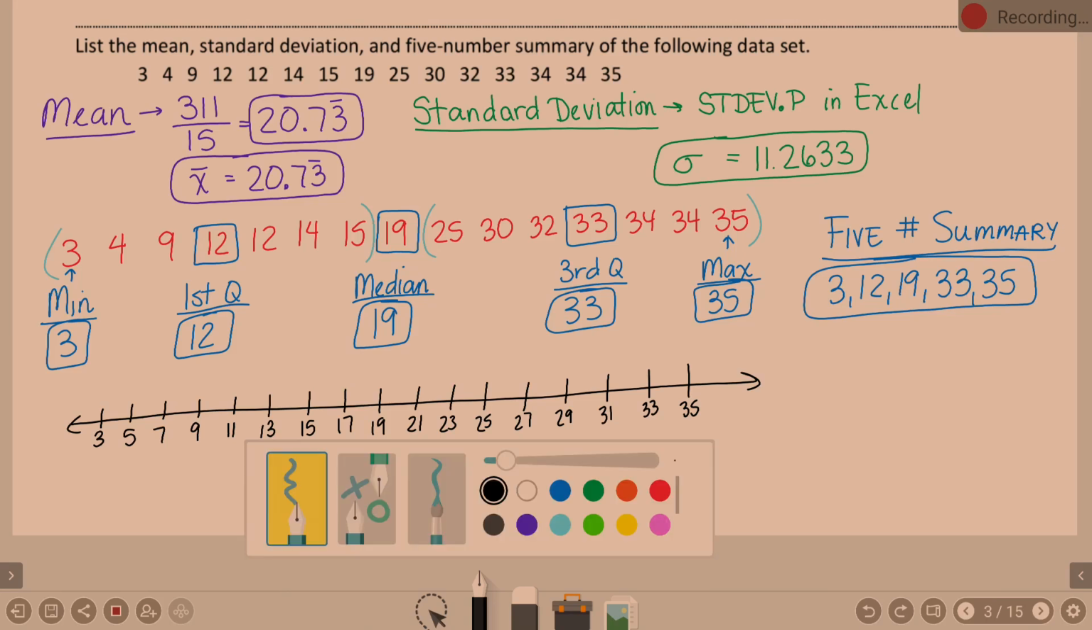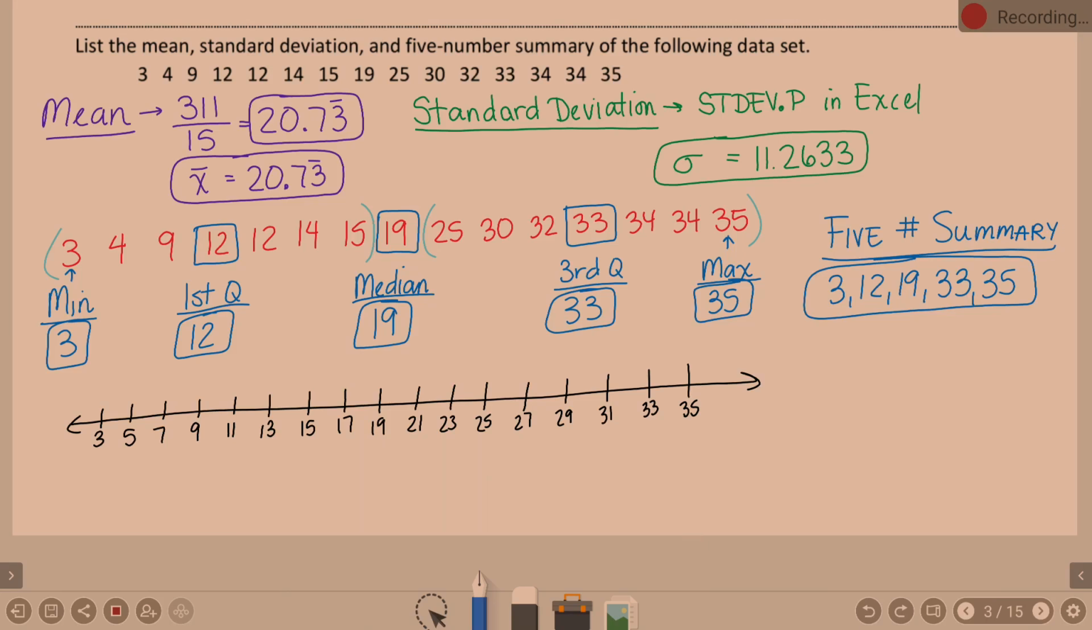What am I doing for this box and whisker plot? We have a point at 3, 12, 19, 33, 35. Middle 3, the quartiles and your median, make your box. The median is just a vertical line inside your box. The quartile to the min and max make your whiskers.